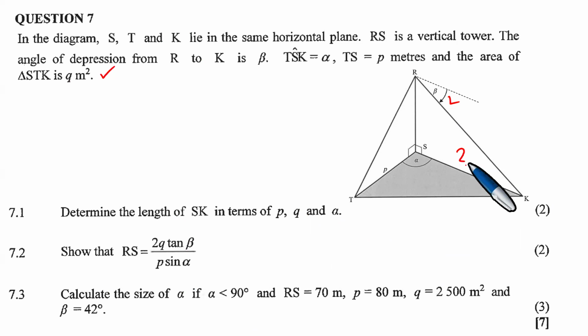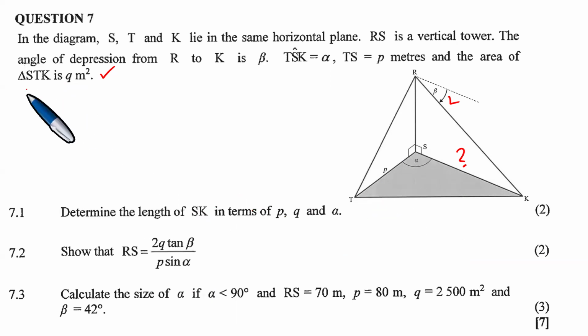The question is, what is the length of SK in terms of P, Q, and alpha? Let us find the length of SK. What rule do we use to find the length of SK in terms of P, Q, and alpha? Anyone home who knows what rule to use here? Any question? Any idea? Right. So obviously we can see that to be able to find the length of SK in an expression that is going to involve Q, you need to use the area rule.